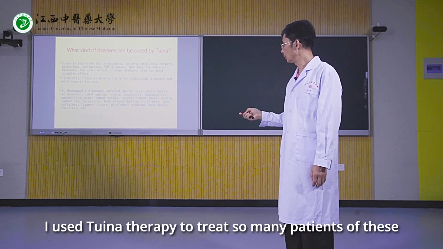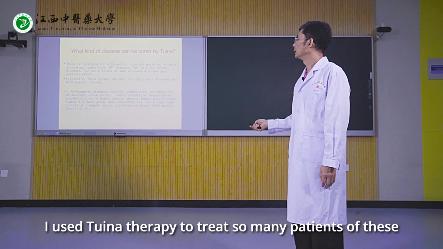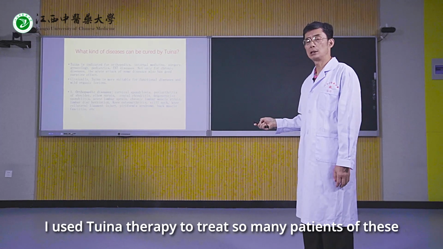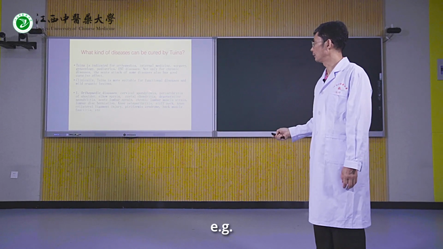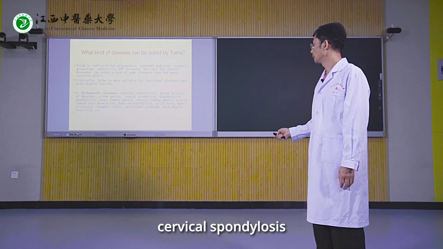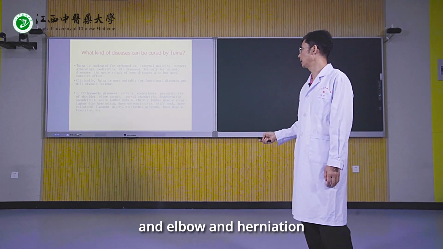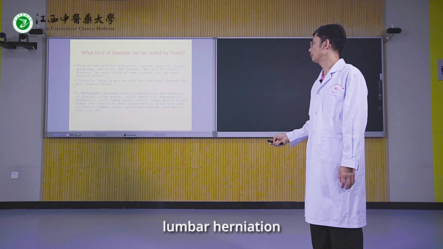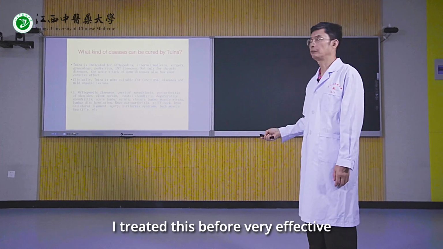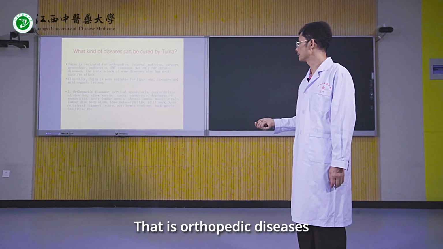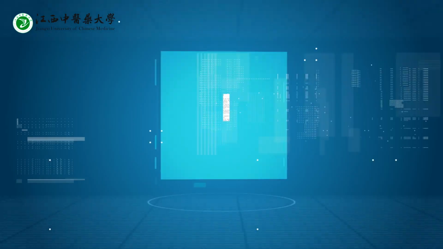I have used tuna therapy to treat so many patients of this kind. For example, cervical spondylosis, periarthritis, elbow problems, and lumbar herniation. So many. I treated these before. Very effective. That is orthopedic diseases.